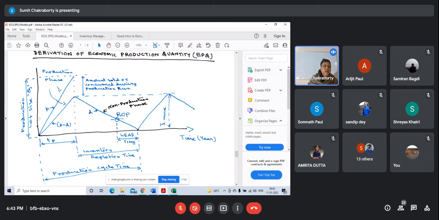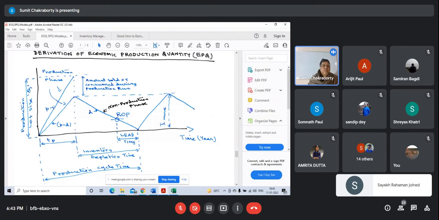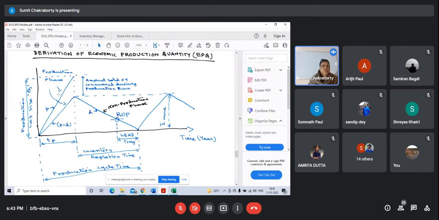Quantities, inventory is the y axis, and then x axis is time or year axis. P is the rate of production, daily production or weekly production as the case may be. So it goes on producing, and small p is greater than consumption rate, that is D, depletion rate, capital D. So there is an accumulation of inventory. This is the depletion of inventory of this much during the production run. Production stops here. Again at ROP level, we place the order to start production.